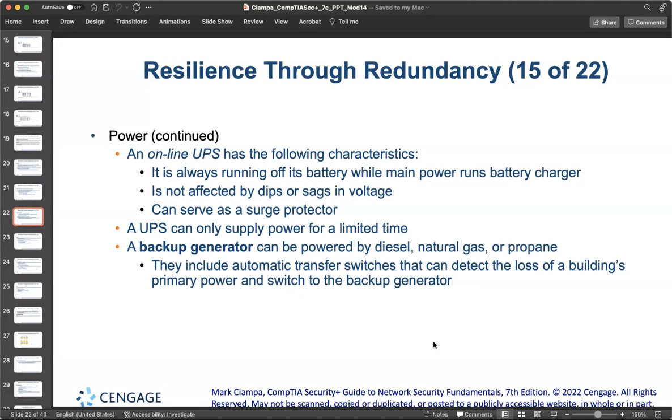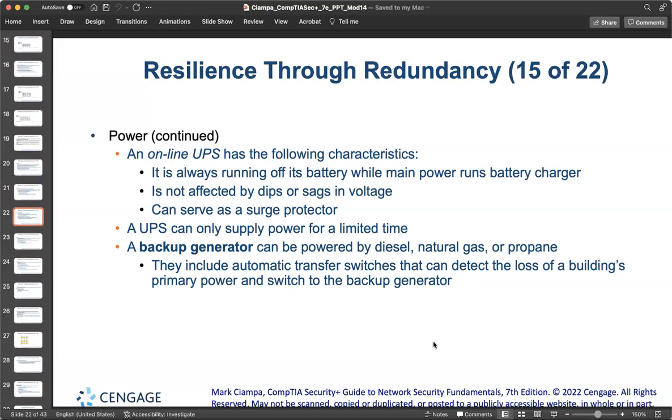But just remember that UPSs can only supply power for a limited time. It depends on how big of a capacity they have on their batteries. So for that reason, we use a backup generator, which can be powered by any kind of natural or artificial fuel, right? Diesel, natural gas, propane, whatever.